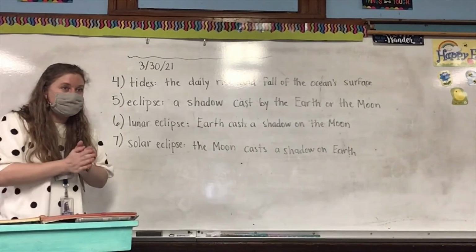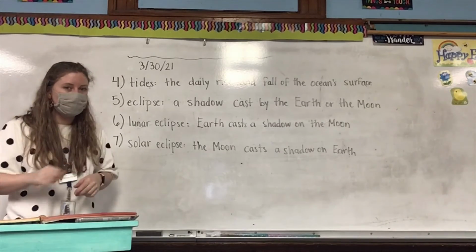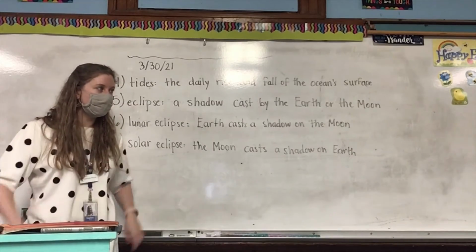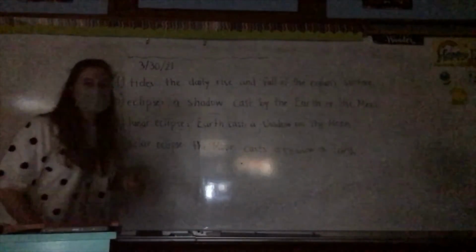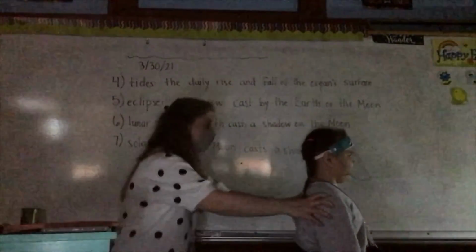Okay, so now let's demonstrate a solar eclipse. So, Zadie and Carla, come back. Carla is still the moon. I am still the Earth. Zadie is still the sun. Okay? But now, this is what it normally looks like.